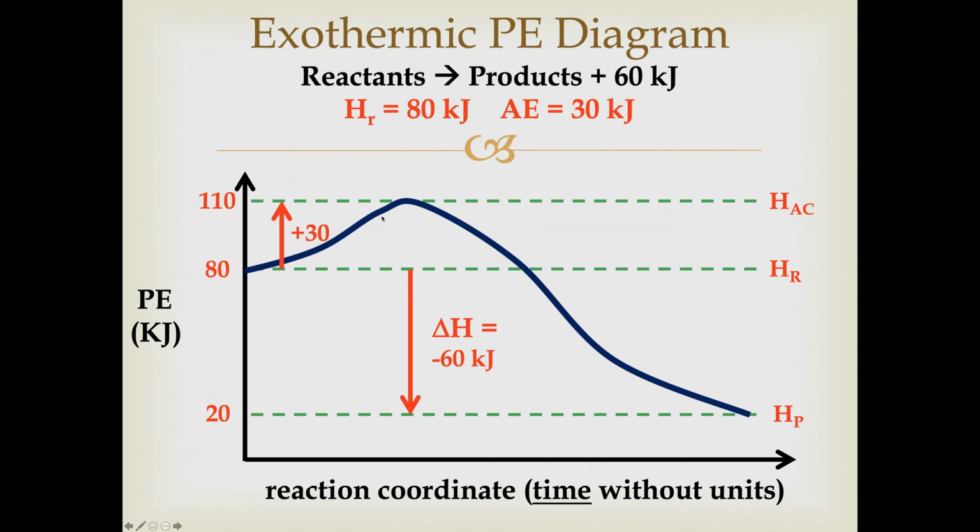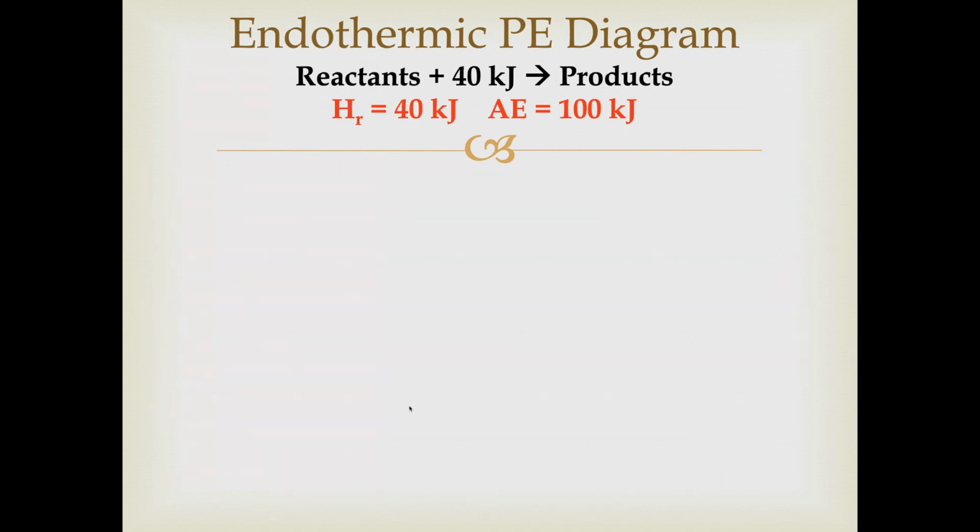The old bonds have now broken, and now new bonds begin to form, and these bonds form the product. The product has 60 kilojoules less energy stored than the reactants, and therefore only has 20 kilojoules of energy stored in it. And since heat of reaction is heat of products minus heat of reactants, 20 minus 80 is a negative 60 kilojoule total potential energy change. That's exothermic. Now let's look at endothermic.